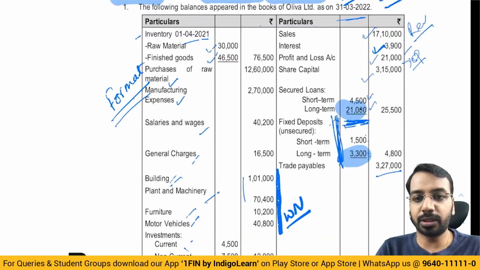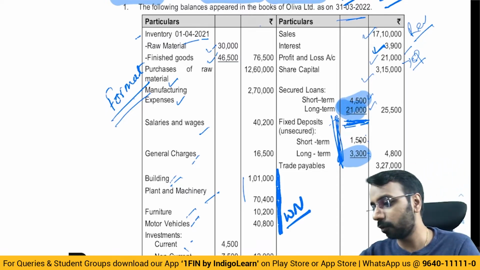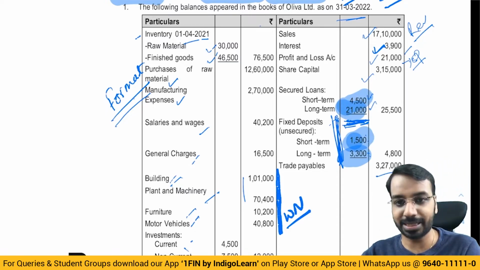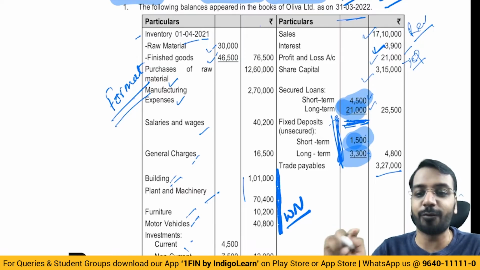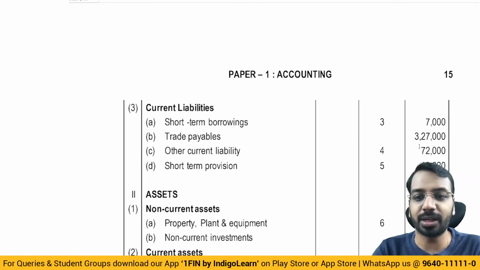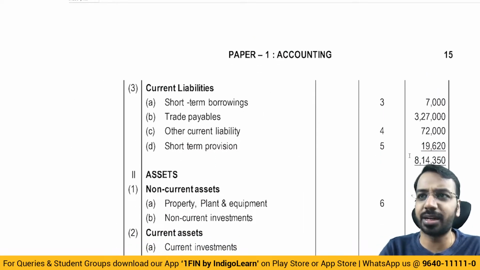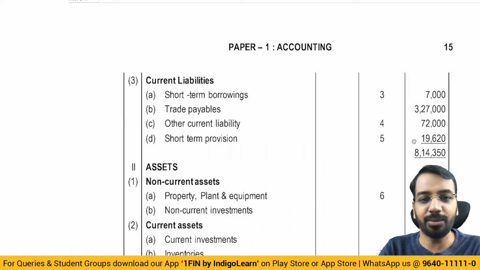Then short-term borrowings, which is what? 4,500 plus 1,500, that is 6,000, plus the current maturity of 1,000, that makes it 7,000, right? So as I told you, pretty simple, pretty straightforward. Trade payables you can take directly from the TB.